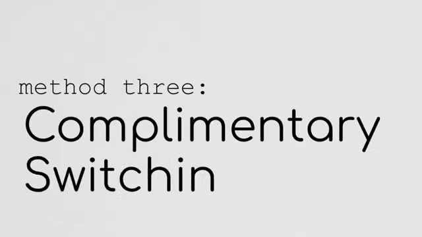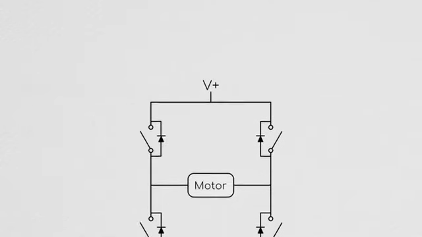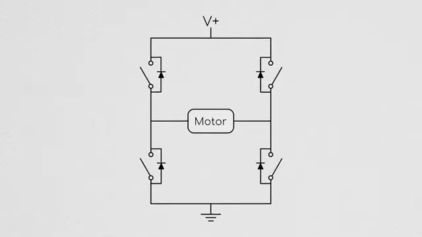Method 3: complementary switching. Again, like the others, the forced phase has, no surprise, a high left side and low right side MOSFET which are activated. Now, however, during the unforced phase, the high left side is opened and the low left side FET is closed. The current will flow up from ground through the FET on the left, through the motor, then back to ground via the FET on the right.